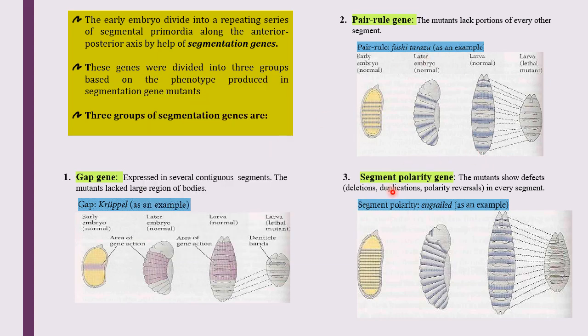Now in case of segment polarity gene, the mutant shows defect in every segment. So the defect can be anything, whether it be deletion, duplication or polarity reversal, anything, but the defect will be shown in each and every segment. And one example of a segment polarity gene is engrailed.